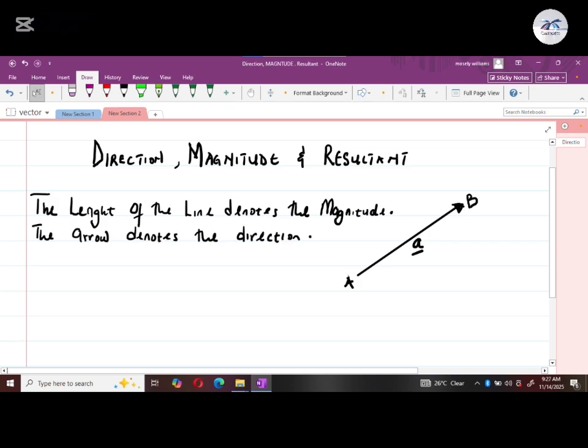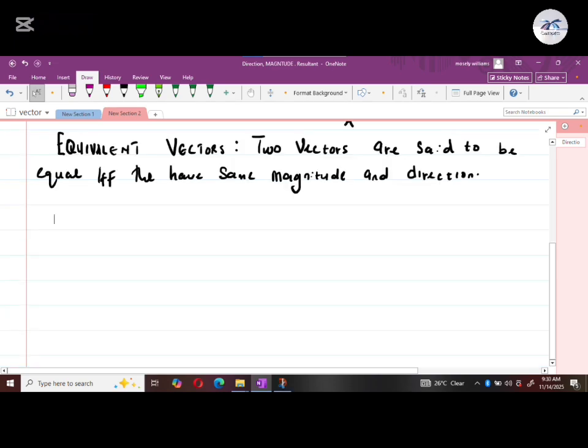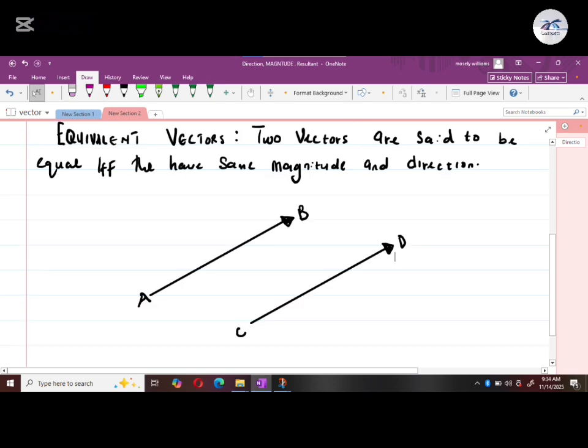Now, let's quickly talk about equivalent vectors. You see, two vectors are said to be what? Equal if and only if they have the same magnitude and the same direction. Now, observe these two vectors, vector AB and vector CD. They have the same magnitude and direction. You can say vector AB is equal to vector CD.